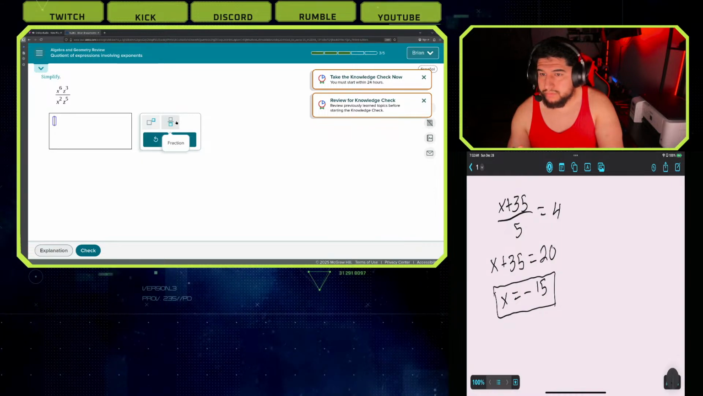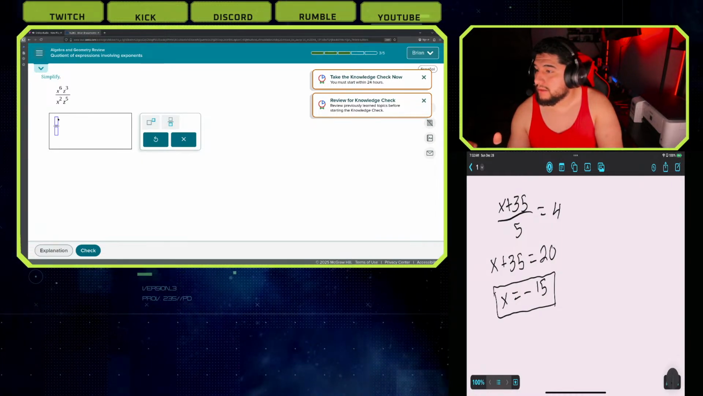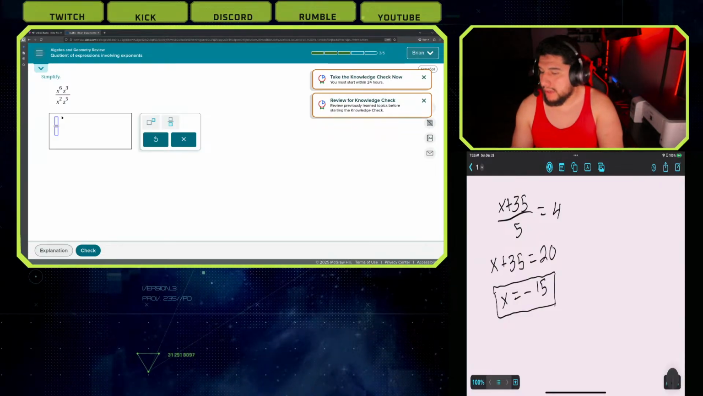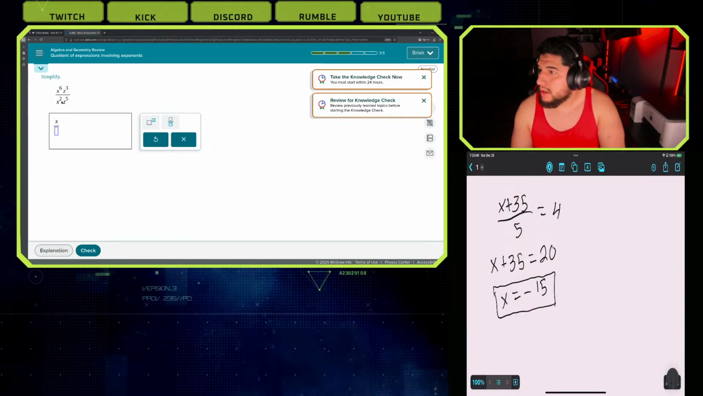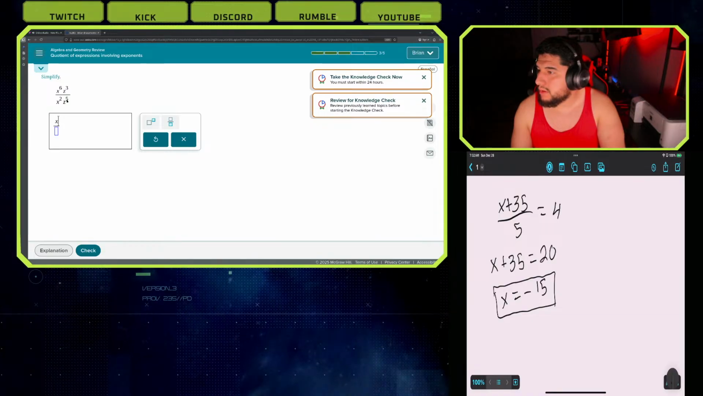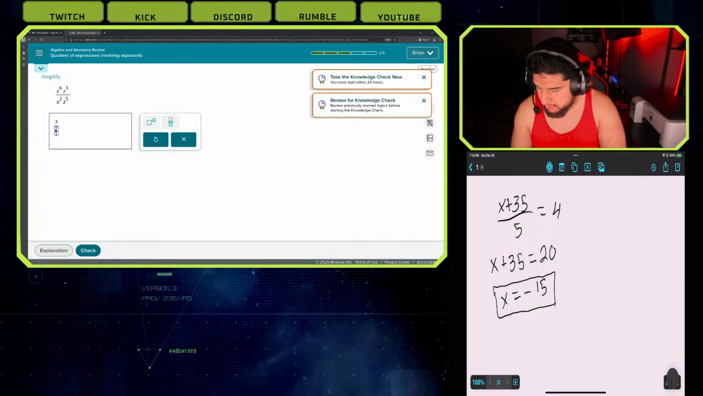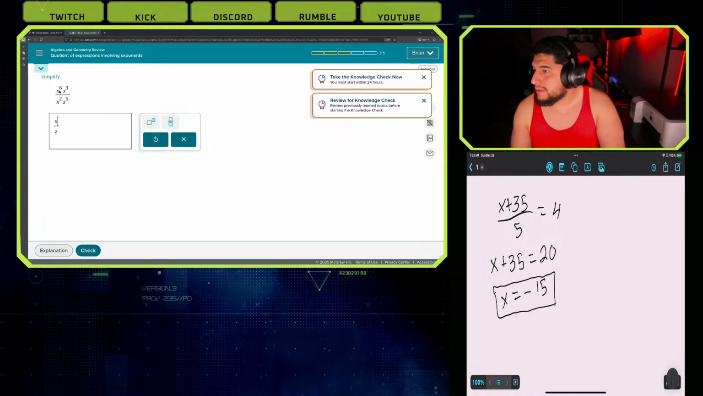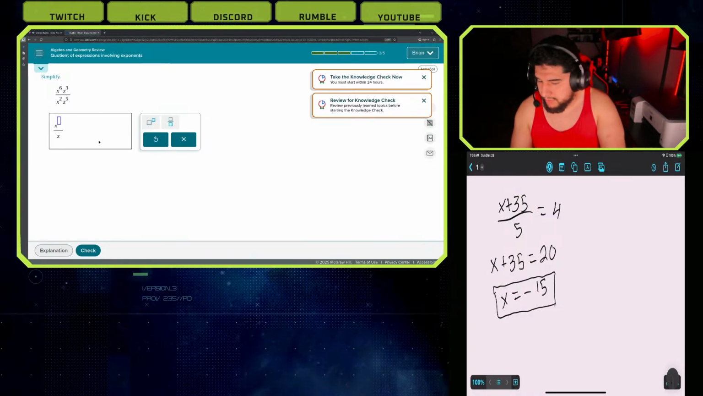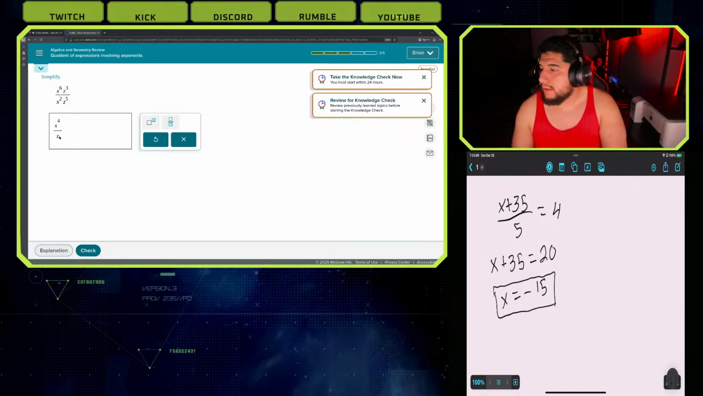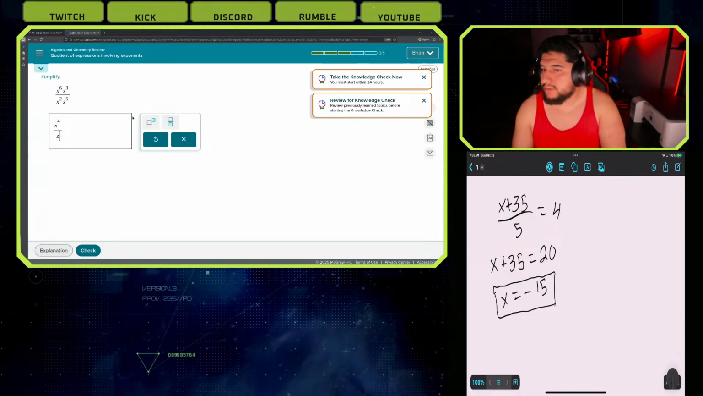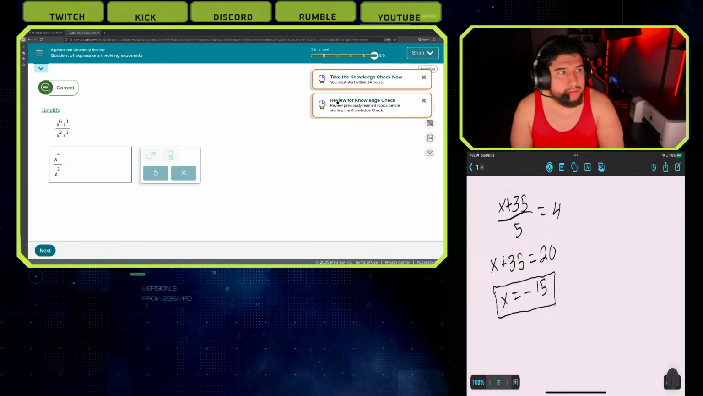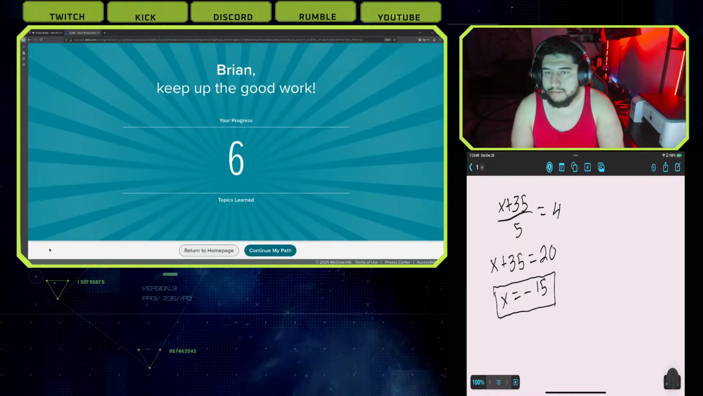Alright, let's not trick myself. Bigger number is on top, so X is going to stay on top. And then let's see, the bigger number is 5, so Z is going to be on the bottom. This is going to be 6 minus 2 is 4, so it's going to be to the power of 4. And then let's go to the Z. 5 minus 3 is 2, so it's going to be to the second power. And then that is correct. There you guys go. Alright, next.